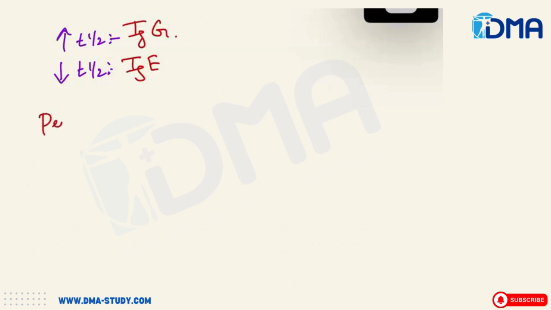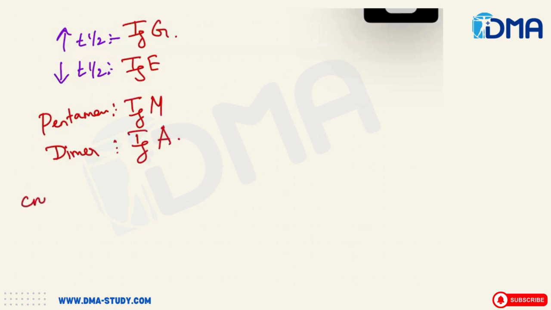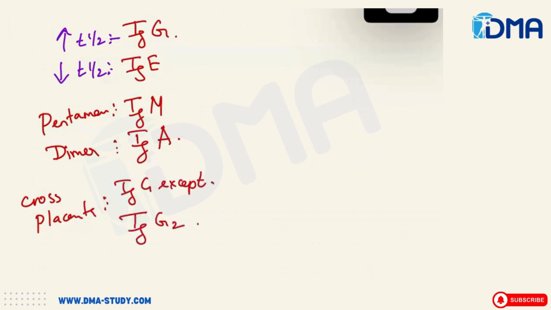Then I already told you the pentamer is IgM. Dimer is IgA. Which crosses the placenta? G, ma'am. IgG crosses, except IgG2. Except IgG2, the remaining cross the placenta. Maximum antigen valency, that is maximum antigen carrying capacity, is IgM. It has 5, it's big, right? So it has a high capacity.